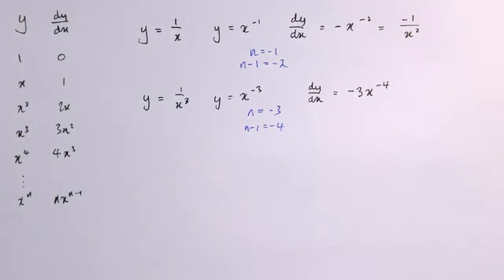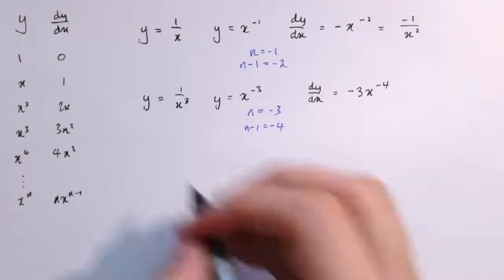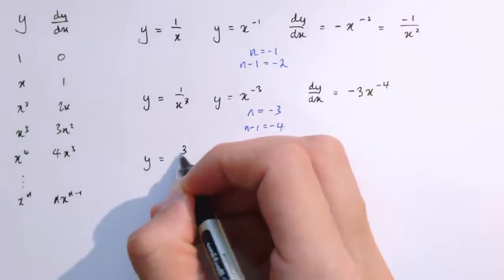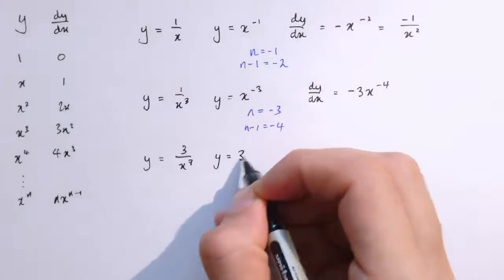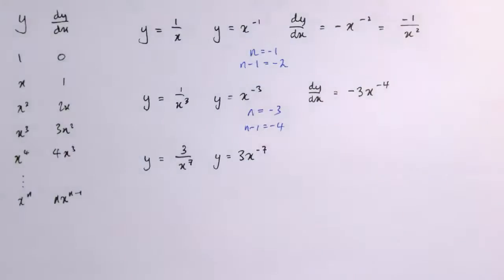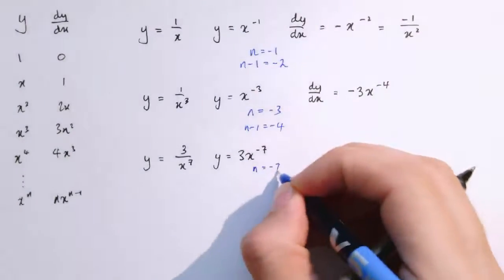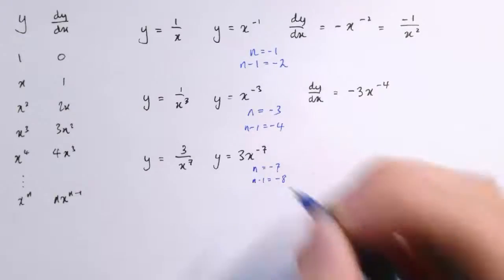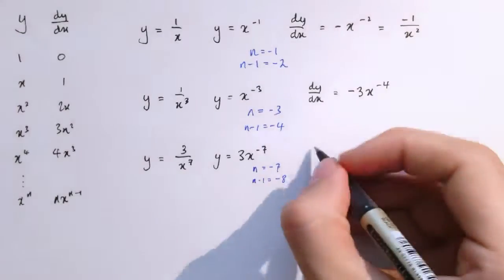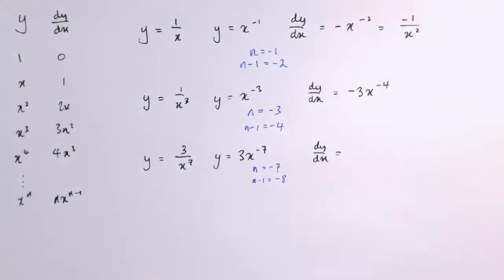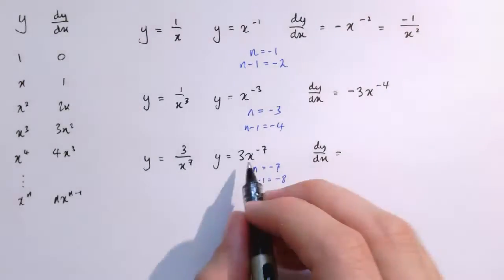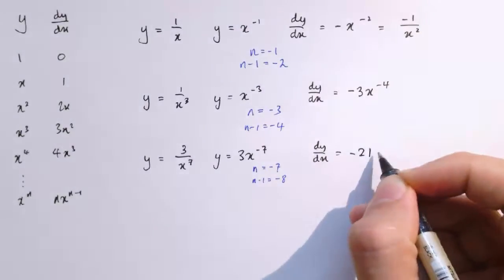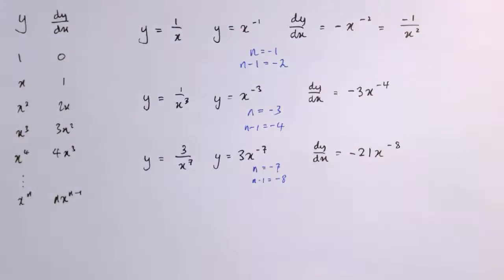And the other rules that we mentioned before about multiplying by constants and adding things together still work. So if I had y equals 3 divided by x to the 7, that's the same as y equals 3 times x to the minus 7. So again, here we've got n equals minus 7, so n minus 1 would be minus 8. And that means that dy by dx would be, well, we'd multiply it in front by minus 7, so we're going to get minus 21 x to the minus 8.